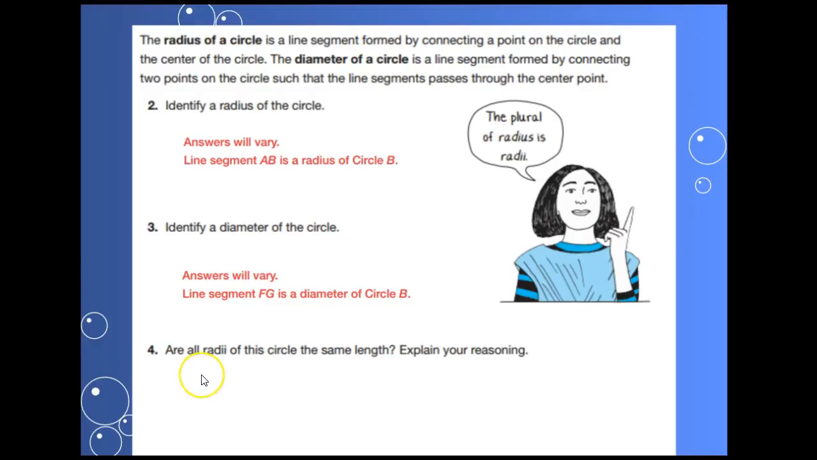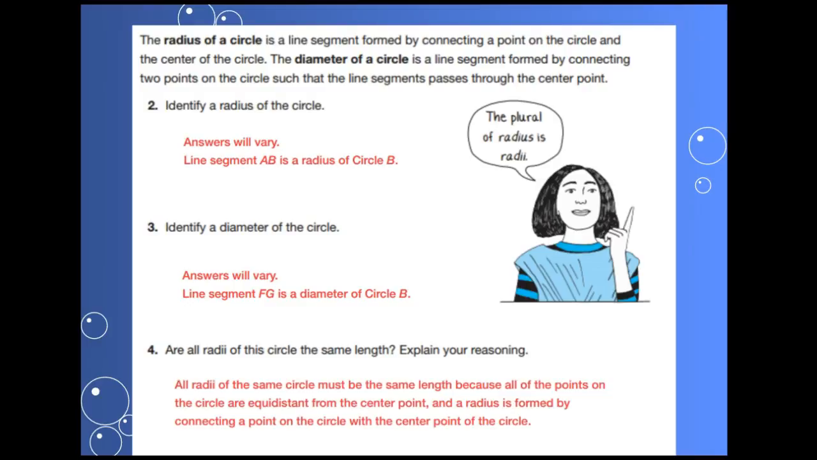Alright, for number 4. Are all radii of this circle the same length? Explain your reasoning. All radii of the same circle must be the same length because all of the points on the circle are equidistant from the center of the circle. That means it's going to be the same length. And a radius is formed by connecting a point on the circle with the center point of the circle. So they have to be the same.